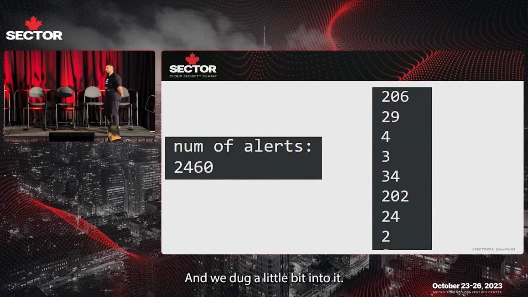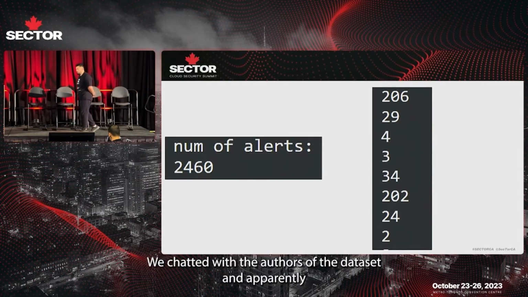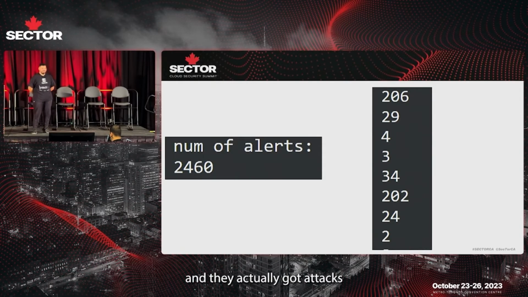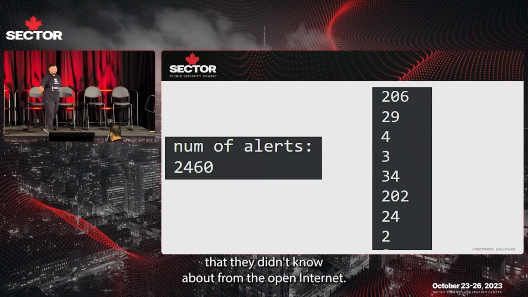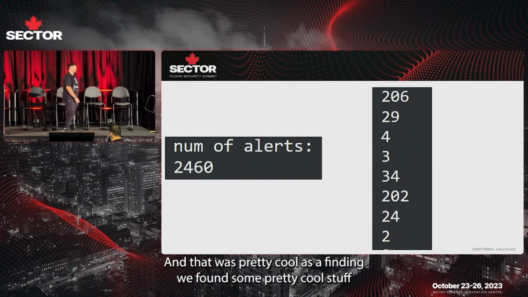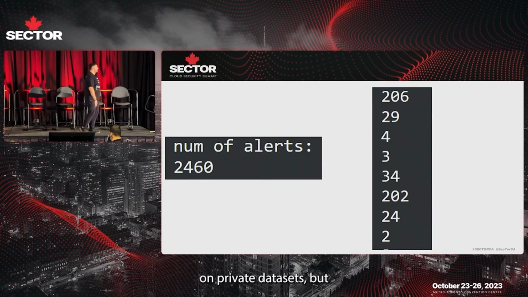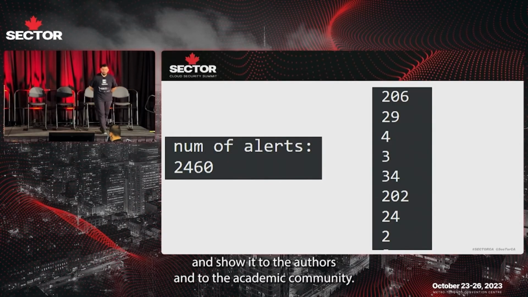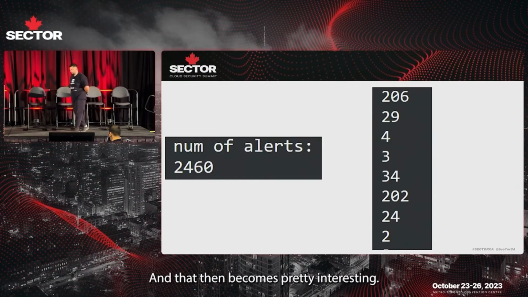We dug a little bit into it. We chatted with the authors of the data set. And apparently, there was a misconfigured firewall in the test bed. And they actually got attacks that they didn't know about from the open internet. And that was pretty cool as a finding. We found some pretty cool stuff on private data sets, but it's pretty cool when you find it in a public data set because you can just show it to everyone and show it to the authors and to the academic community, and that becomes pretty interesting.